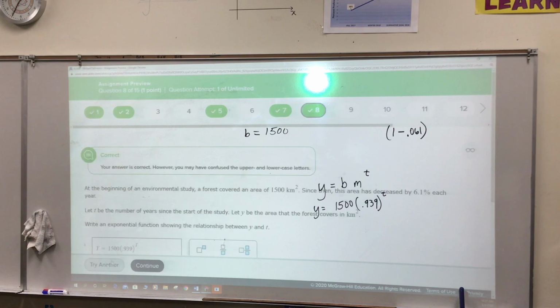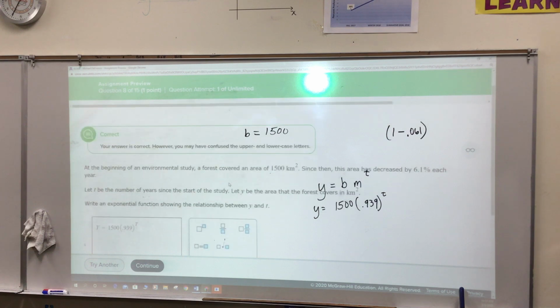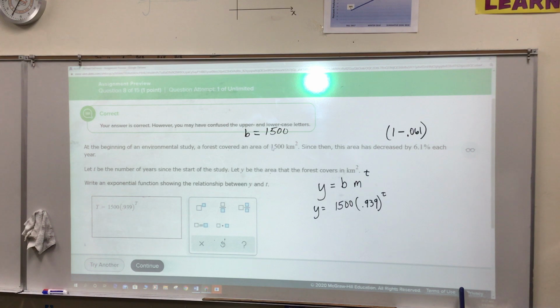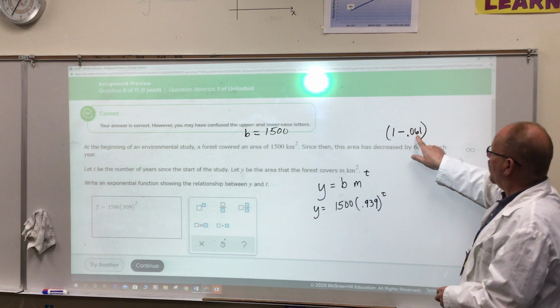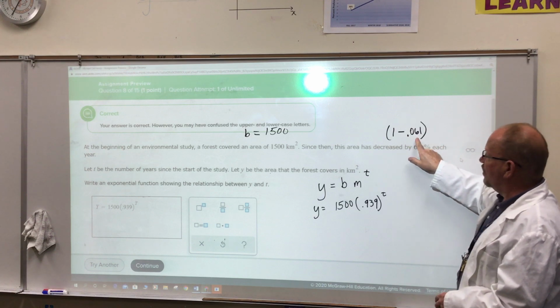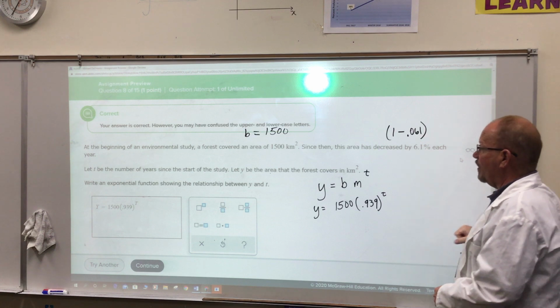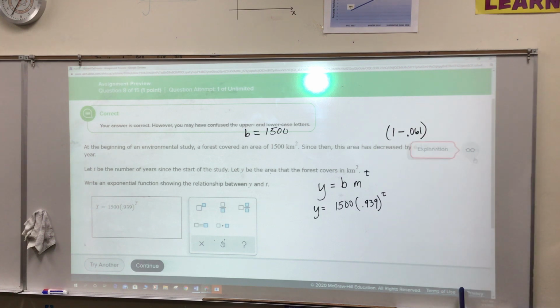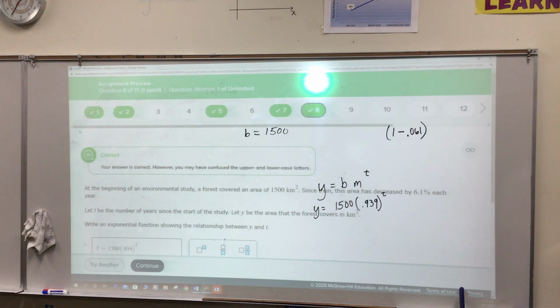Put capital letters. I didn't, but it accepted them. However, you may have confused upper and lower case. Maybe I have my caps lock on. Well, I turned it off now. But anyway, that is how you do it. The beginning, and if it decreased by this, you do 1 minus this. If it increased by something, you do 1 plus something. Okay? So let's see, next kind of question.